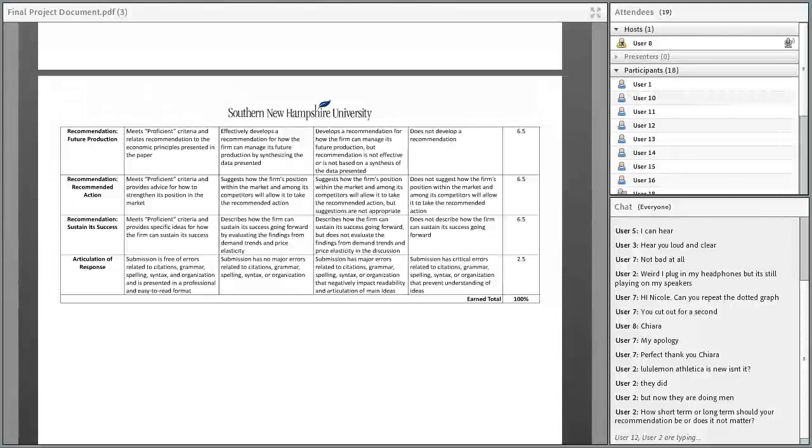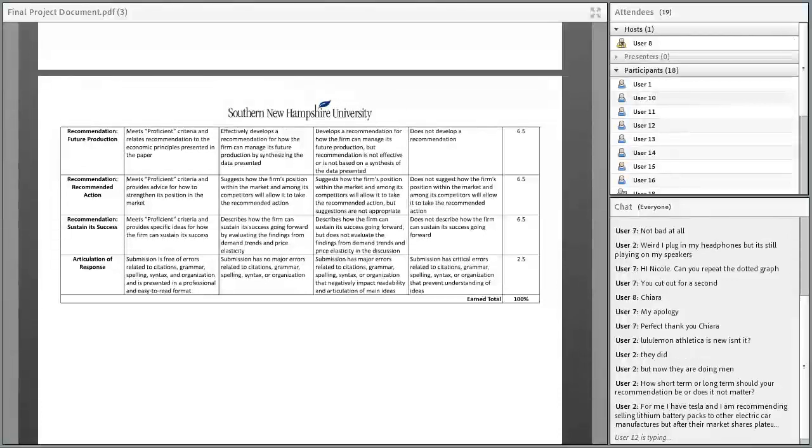For the recommended action, you had to suggest how the firm's position within the market and its competitors allows it to take the recommended action. So you provided an action about future actions that the firm should take. How can the firm take these actions considering the market structure it operates in? So here you will be talking about the market structure again. How can your firm grow within your market structure? How can Under Armour acquire more market share in its market structure, in the oligopoly it operates in, for example?